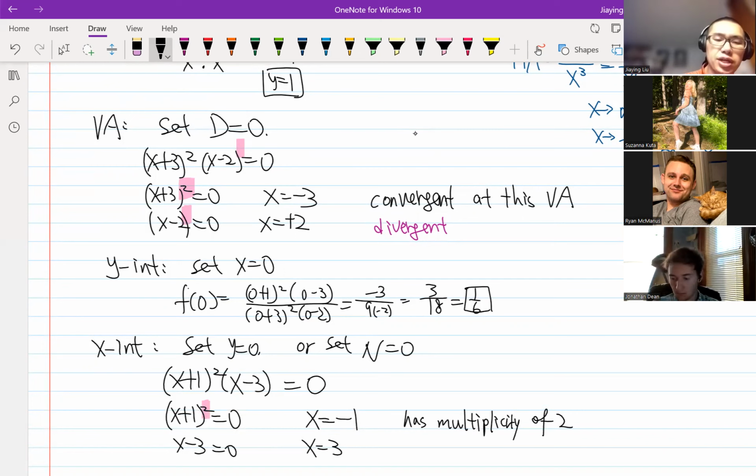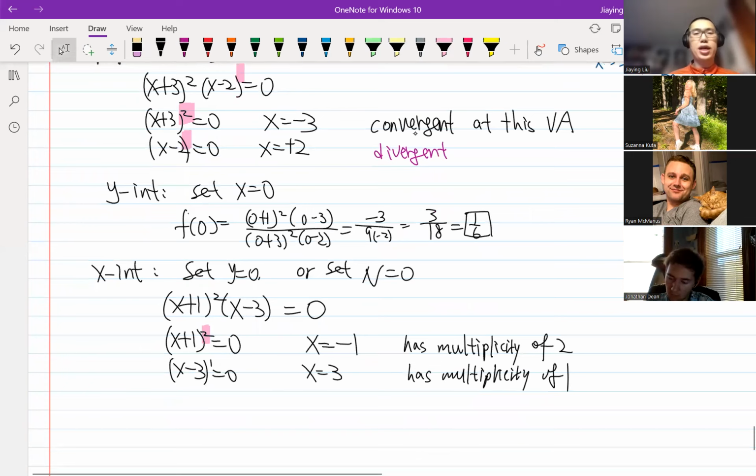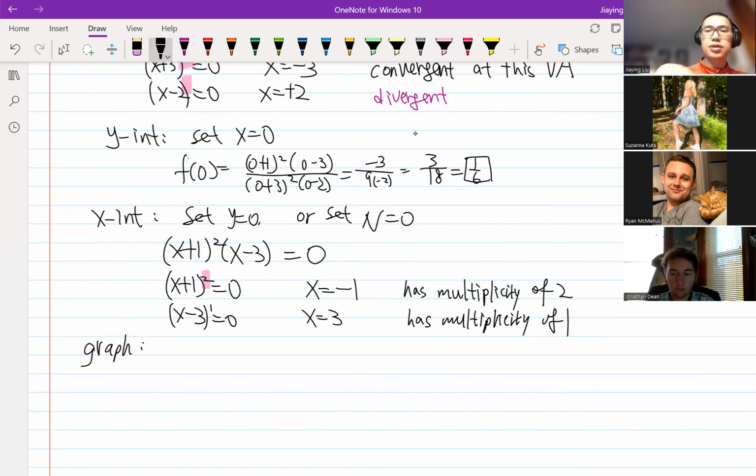And the x minus 3 has an exponent of 1. So x equals 3 has a multiplicity of 1. Because that's going to decide how the graph is going to cross the x-axis at those intercepts. All right, with that said, now we can actually graph it because we have plenty of information.